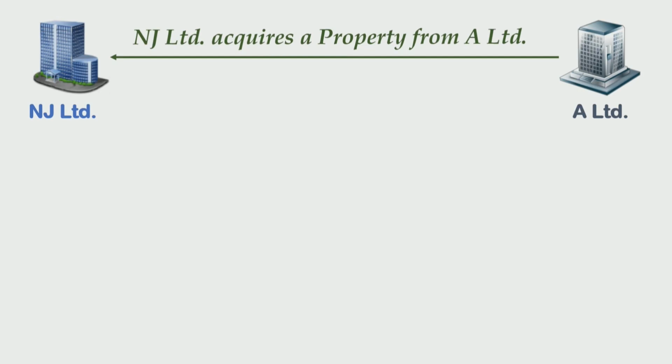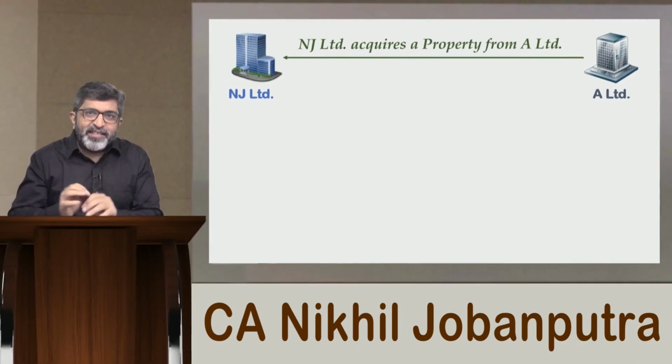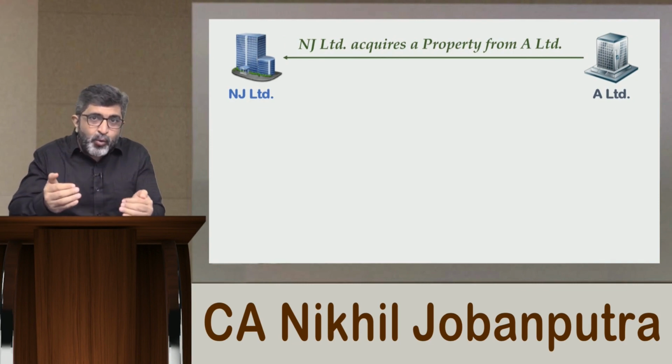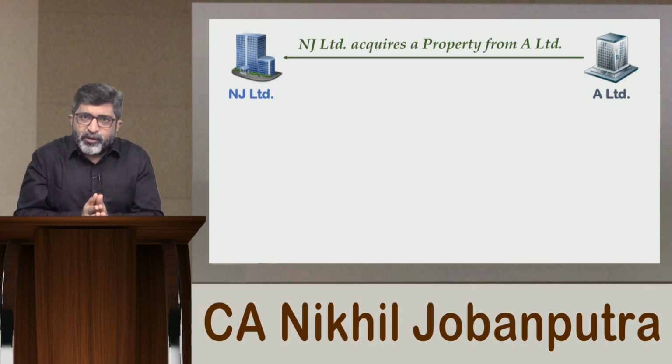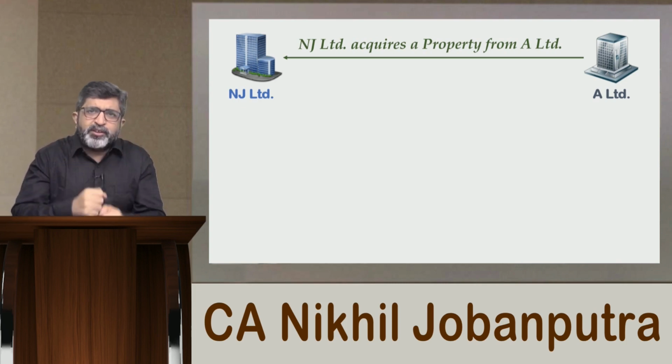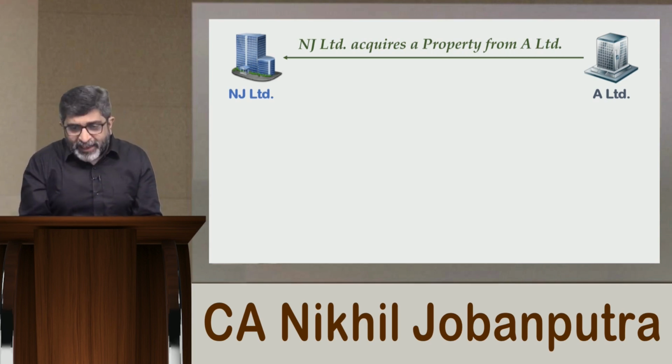So there is a company NJ Limited, there is another company A Limited. Now there is a transaction between these two companies whereby NJ Limited acquires a property from A Limited. When it comes to recognition of this transaction, NJ Limited has acquired a property from A Limited and the payment is not yet settled. Of course, settlement is pending, and let us assume that the contract price for purchase of this property, that means the consideration, is rupees 50 lakhs.